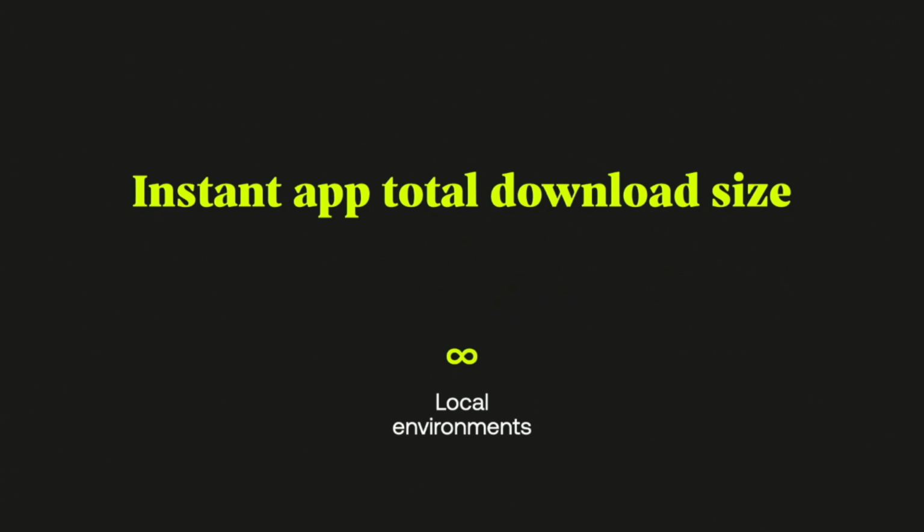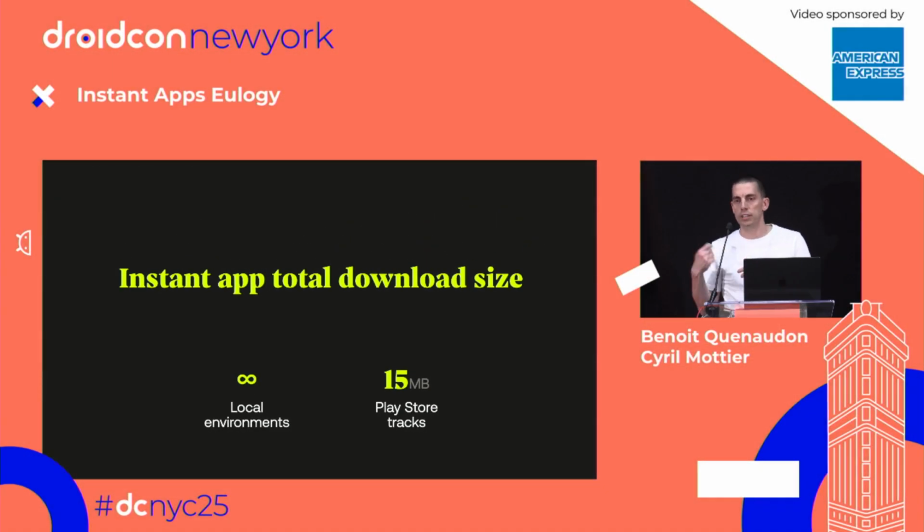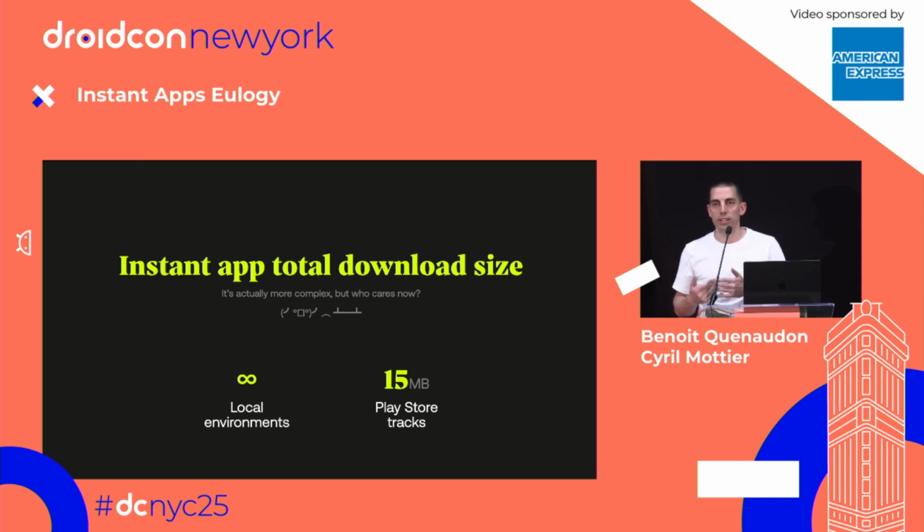First, if you're in a local environment, it's actually infinite. Whatever the size of the Instant App, it's going to work. But when you go to production, regardless of the track, it's around 15 megabytes. And 15 megabytes is for your current CPU architecture and your current density, so you need to take the maximum of all of the possible combinations of your targets. Actually, it's a bit more complicated than that, but who cares now that Instant App is not a thing anymore?